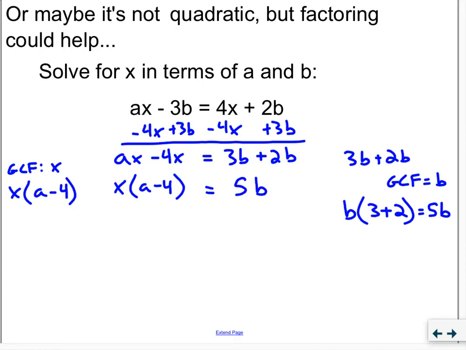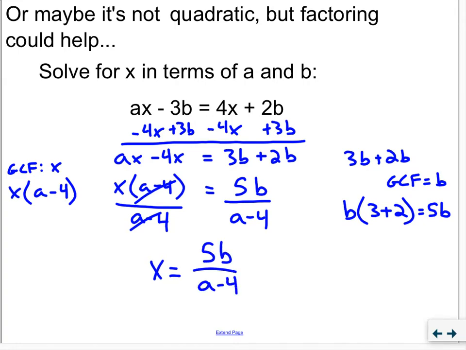And now I have x times something equals 5b. So let's divide by that something. The a minus 4's cancel over here. So it's not a pretty expression, but we get 5b over a minus 4. Not bad. So yes, we can use some GCF factoring to help us solve an equation for x when there's two x's on the same side.